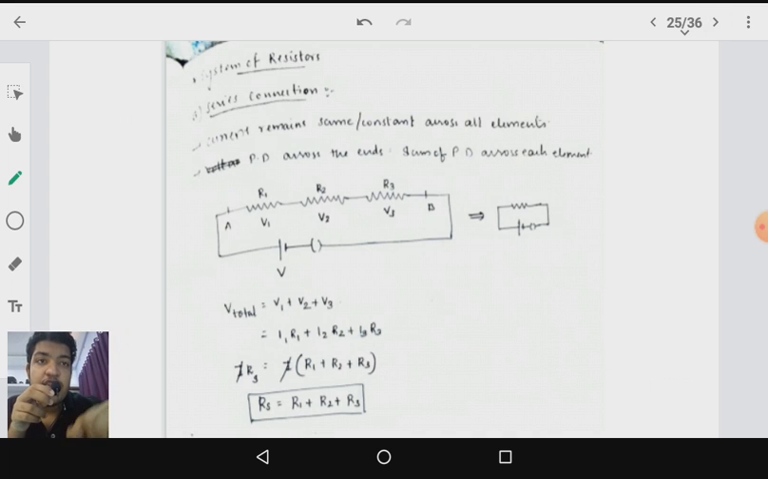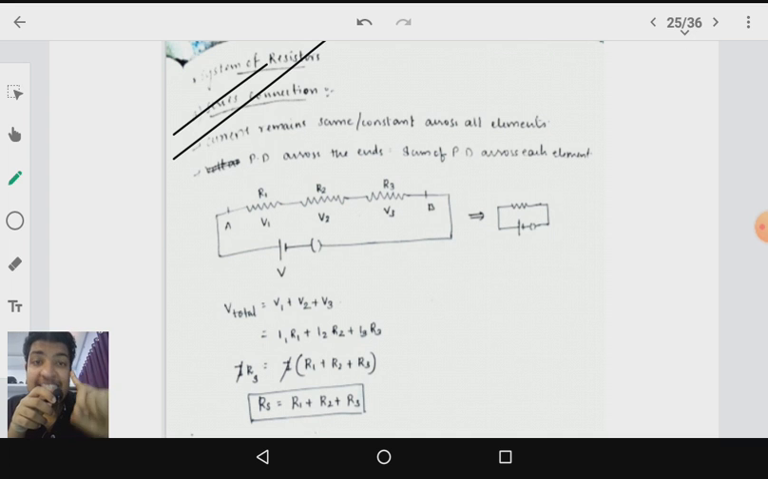Moving on to the next topic, that is system of resistors. Little bit of clarity problem? No problem, in the notes that is mentioned in the description box, it will be clear. First one is the series combination and second is the parallel combination. Starting with the first one, that is the series combination.